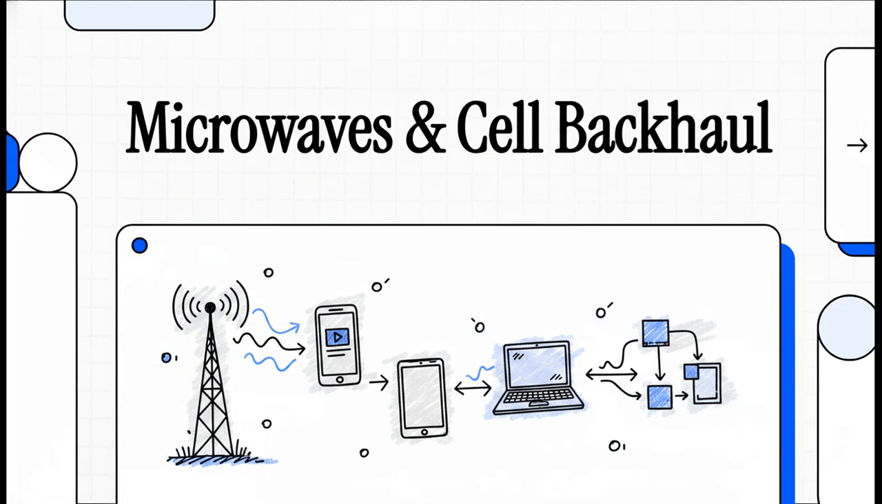Welcome to this explainer. Have you ever stopped to wonder how a high-definition video just streams instantly to your phone, seemingly out of thin air? Or how millions of calls are happening all at once without wires getting crossed? Well, it's not magic. It's actually the incredible science of microwave communication and cellular backhaul. So let's jump right in and uncover this invisible, high-speed infrastructure that literally powers our daily lives.